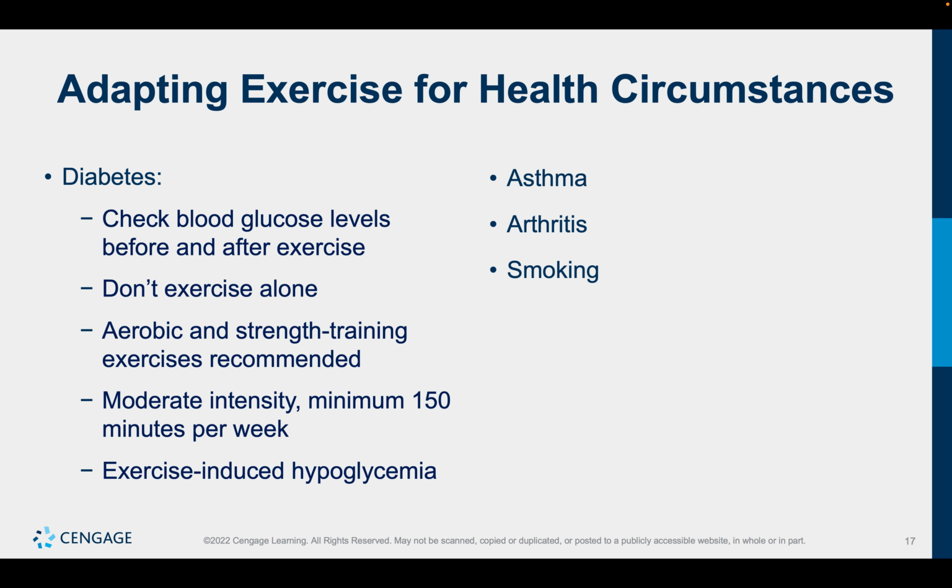Adapting exercise to health circumstances. As we know, people have chronic health conditions that they have to coexist with, like diabetes, asthma, arthritis. For people who have diabetes and want to engage in exercise, it is very important that they check their blood glucose level before and after exercise. That they do not exercise alone, because if their blood glucose levels are very low, they might faint. And if their blood glucose levels are too high, they might faint.